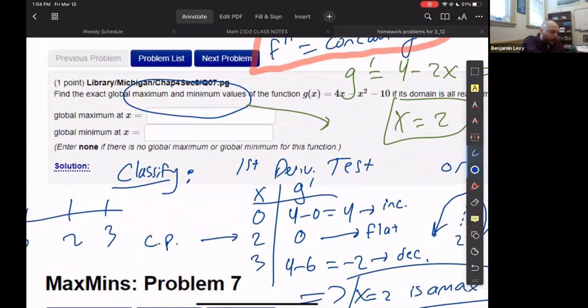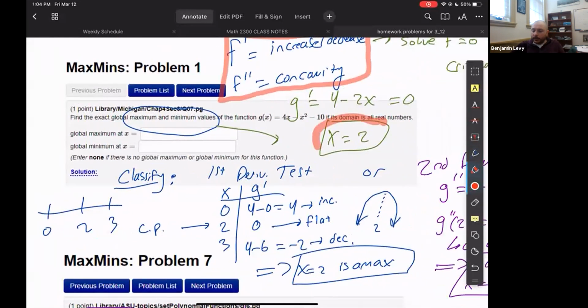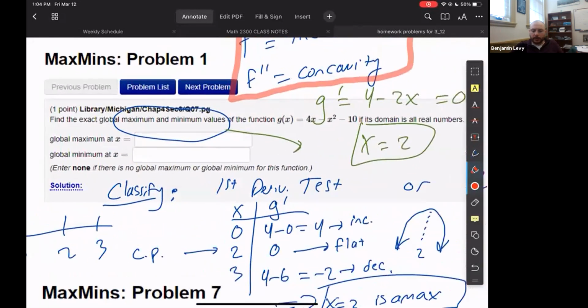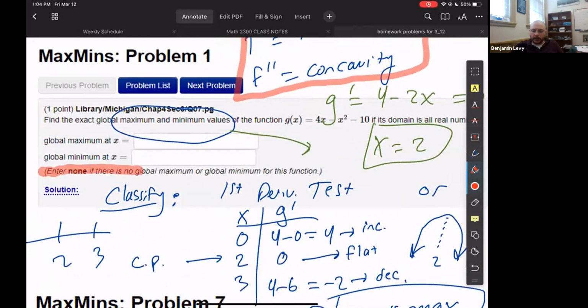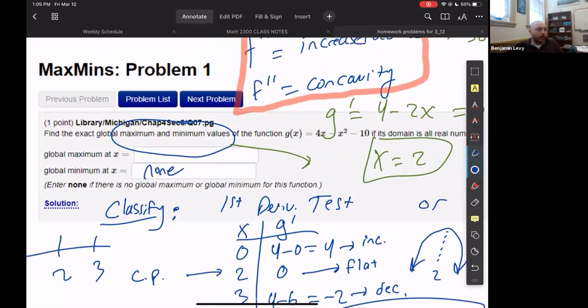So that boils down to just reading the question carefully. We only found one critical point. So there's only one of those two things, a max or a min. We can't have both with just one critical point. It says if there's none, you should just enter none. So in the min part, you would just enter the word none. Oh, okay.